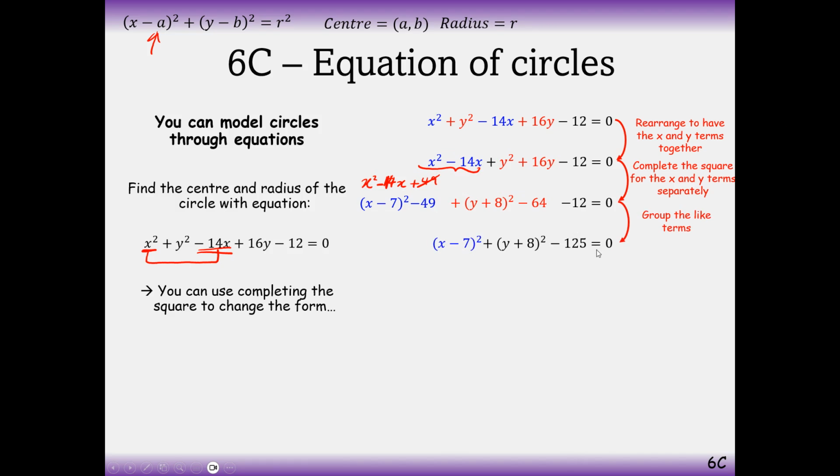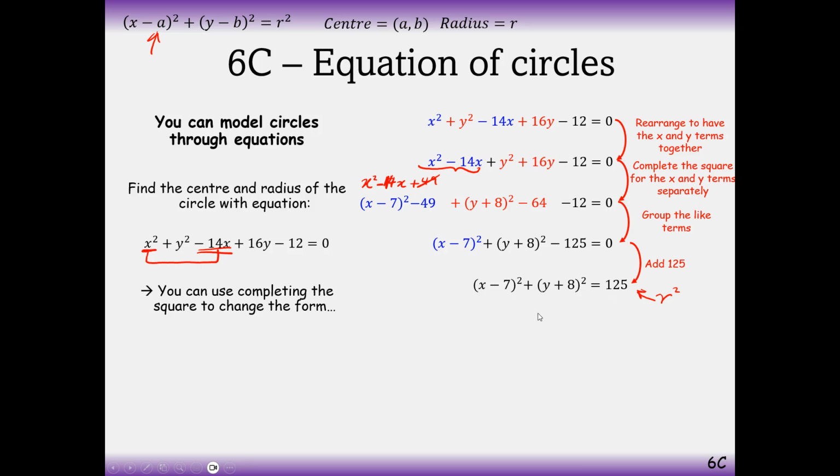125. So minus 125 goes to the right and becomes a positive number, which we would expect it to be. You would never have a negative number here because this is r squared. If you end up with r squared as a negative value, you've made an error. Go check your working out. All right, so there you go.